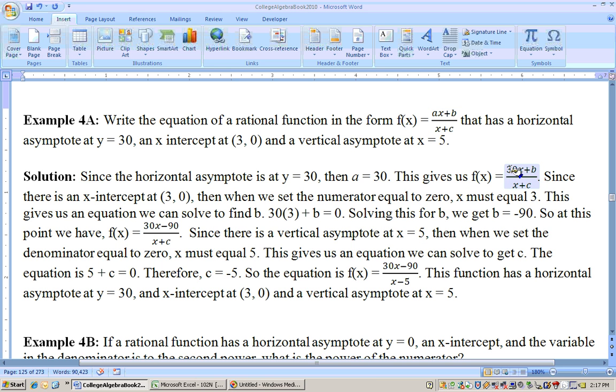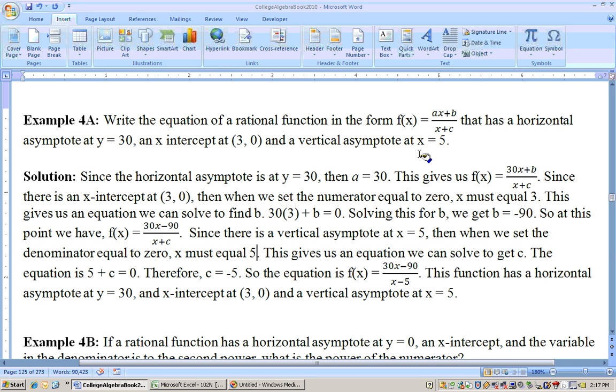Okay. Now to get the b, you use the information about the x-intercept. The x value of the x-intercept is 3. You find the x-intercept by setting the numerator equal to 0. So if I set 30 times 3 plus b equal to 0 and solve it for b, I'll get b equals negative 90. So that's what the b is.